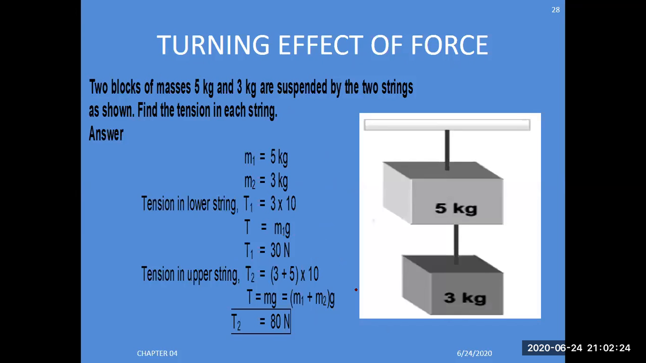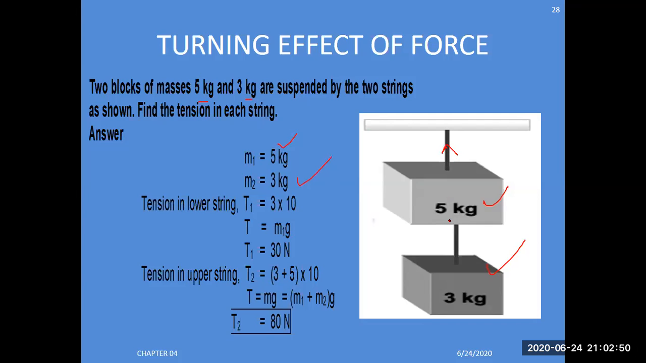So here it is. Tension in a vertical string is another problem: two blocks of 5 Newton and 3 Newton. This one is 5 Newton and this one is 3 Newton. M1 is 5 and M2 is 3. They are suspended by two strings as shown. Find the tension in each string. So you are asked to calculate the tension in each string.